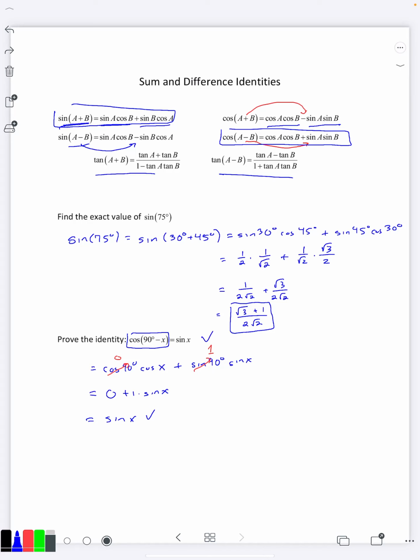And in fact, I want to mention why I chose this identity here. It's not just some random thing. If you think about 90 minus x, if I draw myself a right triangle here, if I have one angle, the other angle is going to be 90 minus x. It's the complementary angle.